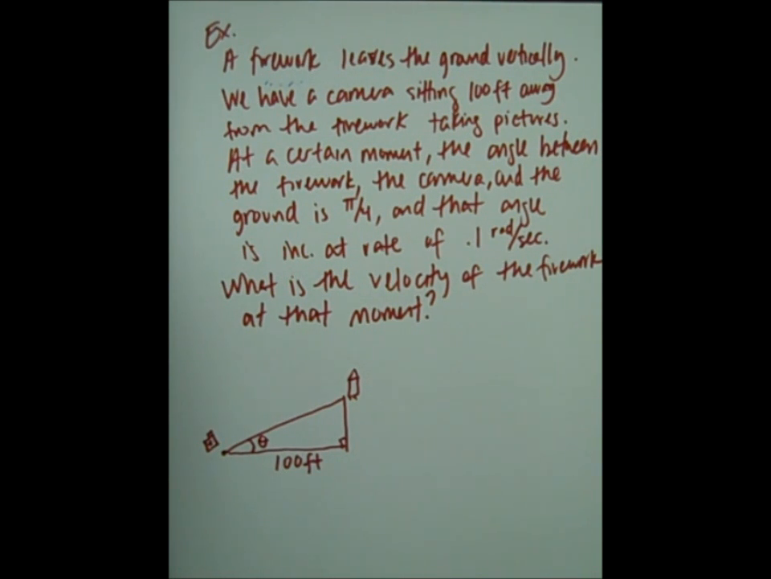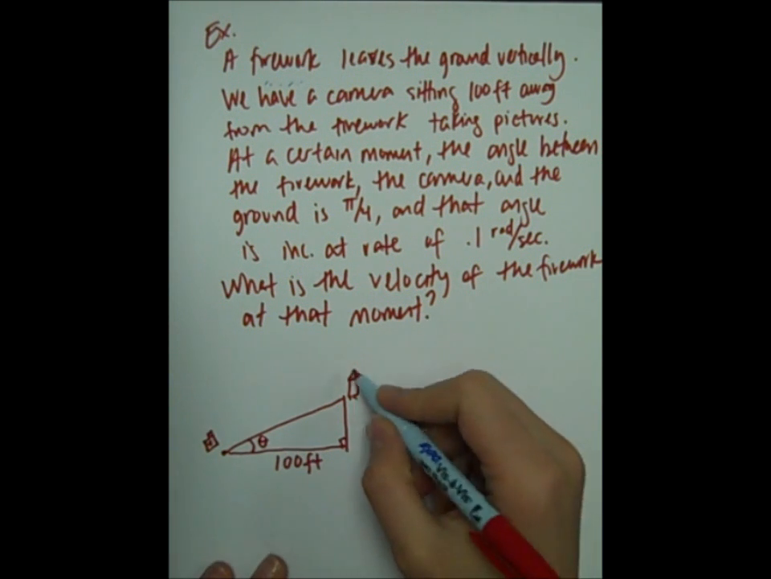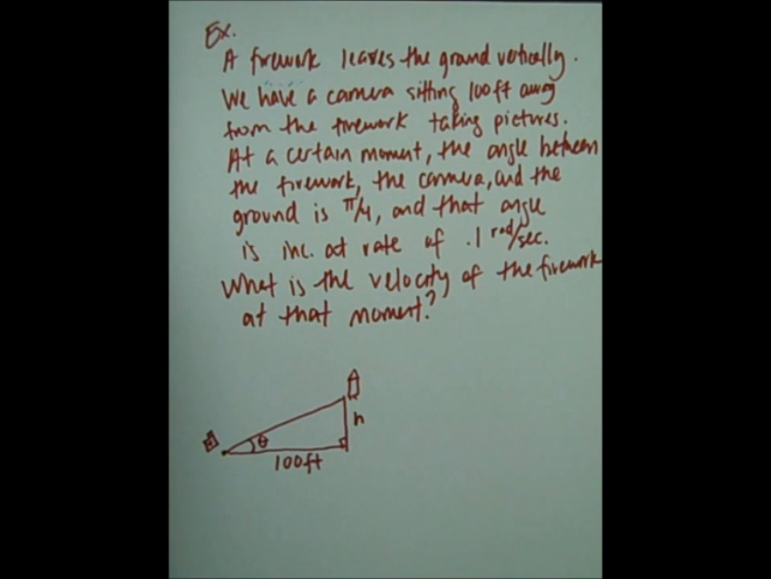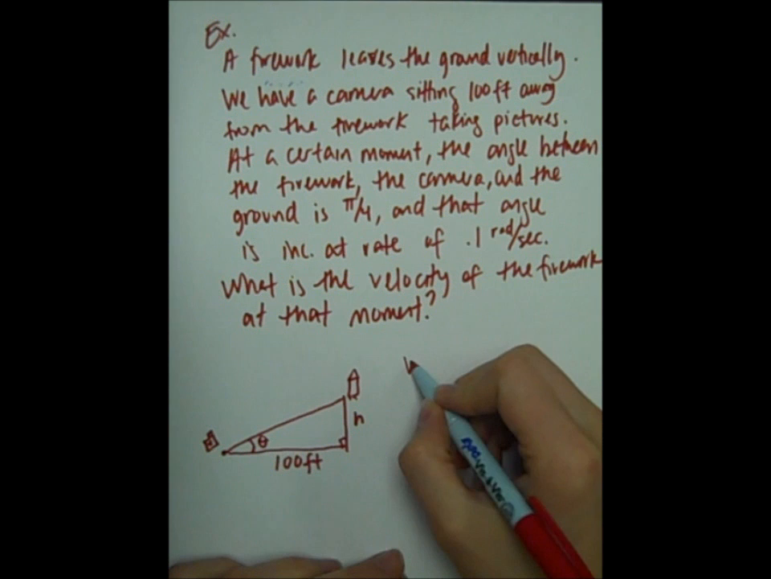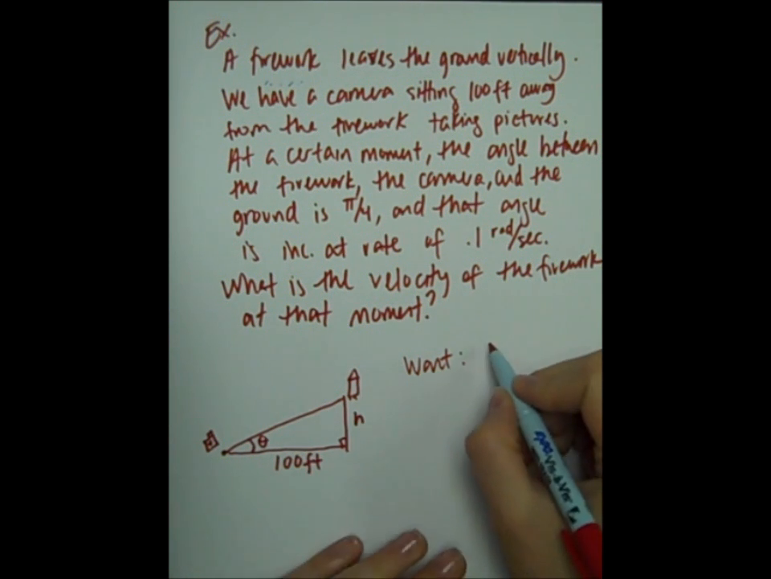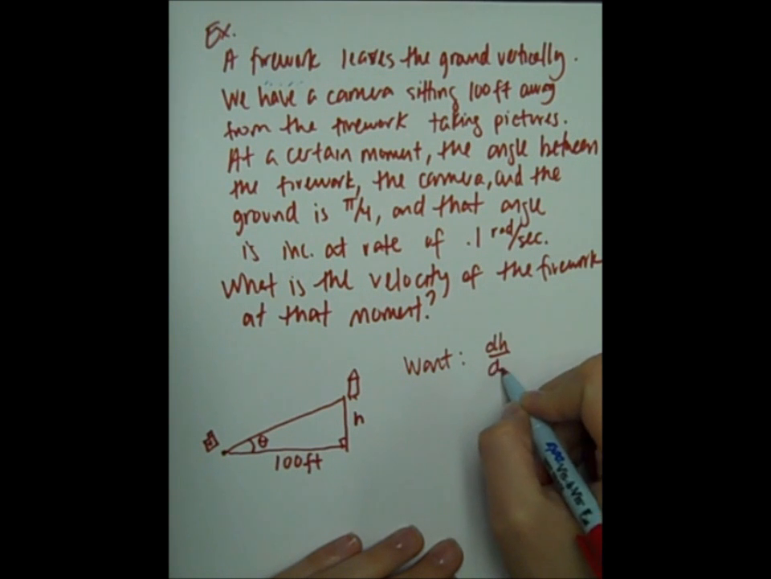Do I know anything else that's varying? Well, the firework is going higher and higher, so I know that's changing. Let's call it h. So in this problem, we're talking about an angle, we're talking about the height of the rocket, or the fireworks. So here's my picture with all the variables. What is the problem asking for? It's saying, what's the velocity of the firework? Well, that's talking about the rate of change of the height. So we want dh/dt.